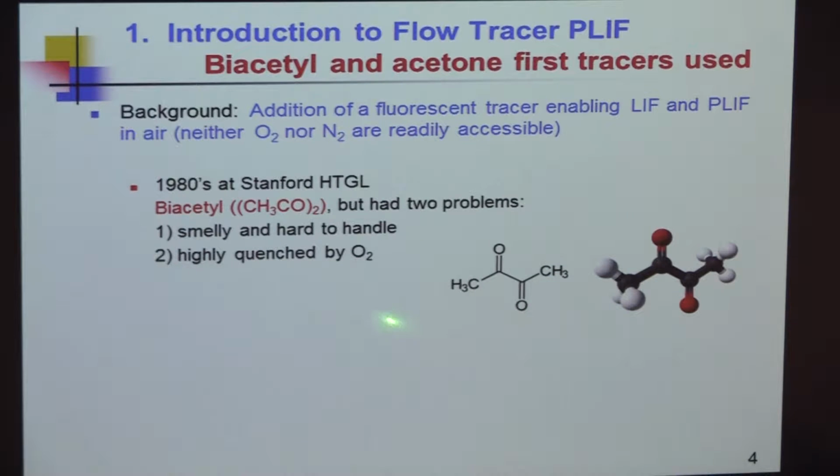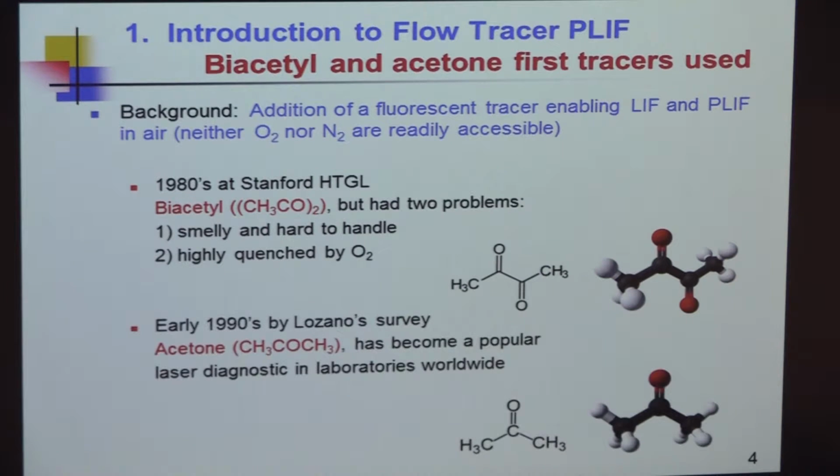Nonetheless, we got started with this, and this is the structure of this molecule: 2 methyls and 2 double-bonded oxygens. That's the structure of biacetyl. It worked well. Then one day, after about a year, we had a leak, and some of it went out the building, and the people next door complained, and they said they were going to get cancer, so they shut us down.